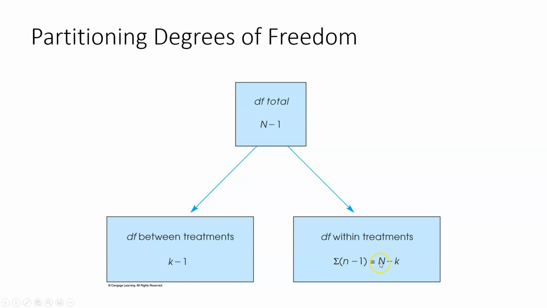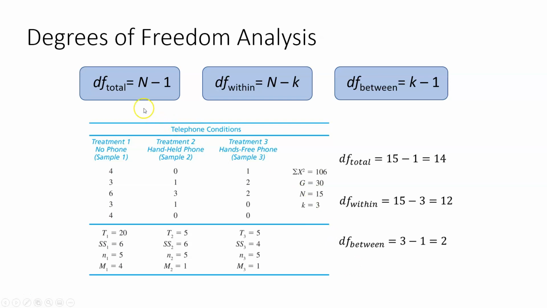You can also compute big N minus k, and it gives you the same thing. But to me it makes better sense to do the sum of the n for each group minus 1 in each of those cases. I'll show you both in the next slide.